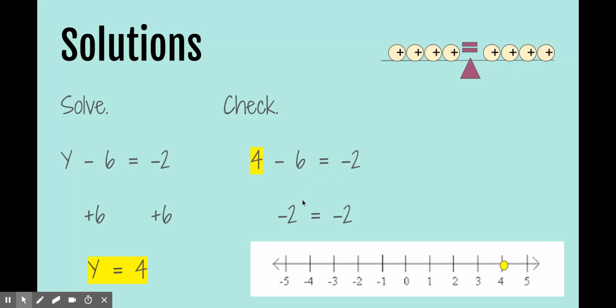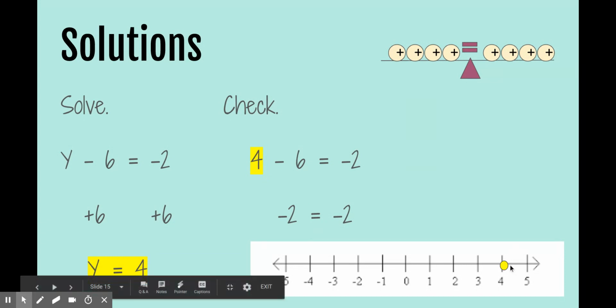And then I place just a dot wherever my solution is on the number line, and that's how I can represent it that way. So I would place a dot on positive 4.